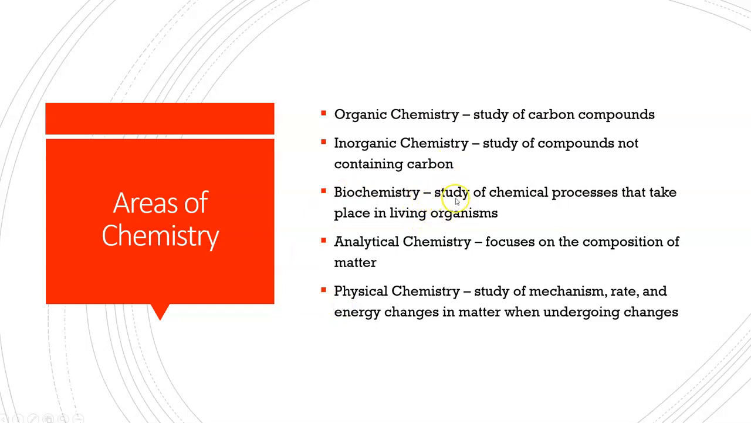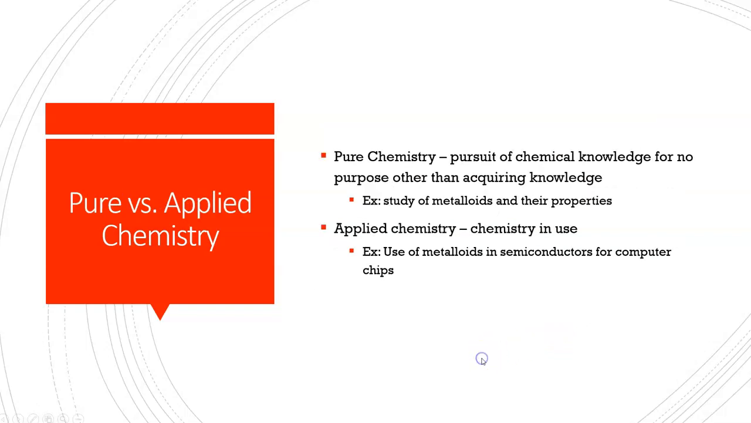There's biochemistry, the study of processes that are taking place in living organisms. In analytical chemistry, you're going to be focused on the composition of matter or finding exact amounts of things. And then physical chemistry is going to be studying the mechanism, the rate, and/or the energy changes that occur in matter when it's undergoing changes.